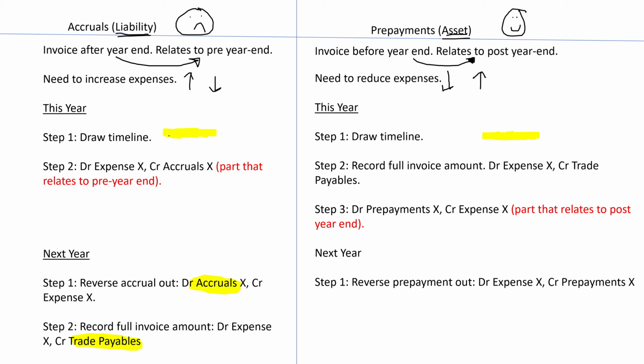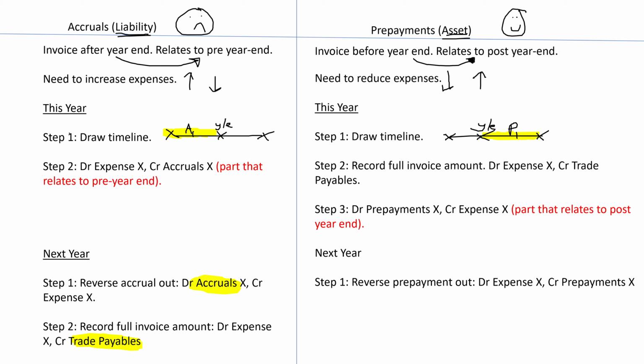Now for both of them we need to draw a timeline, so I'm just going to draw my timeline here. This is the year end, and this is my year end. So for both of them always draw a timeline out because you need to visualize stuff. Now for accruals, we're interested in the yellow bit. I'm going to call it A1. For prepayments, we're interested in this bit, P1.